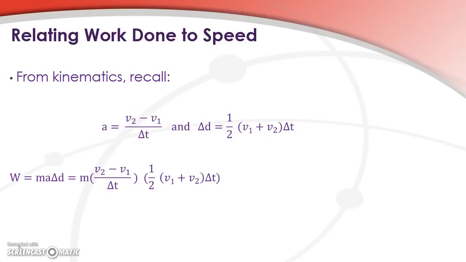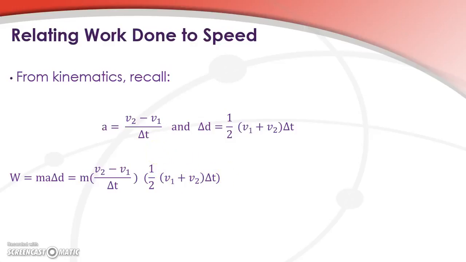Well, what we can do is go back to our mass times acceleration times delta d expression that we just derived and substitute in acceleration, v2 minus v1 over delta t, and delta d, getting 1/2 times v1 plus v2 times delta t. And now here's where we do some hardcore algebra. So we can take the delta t on the bottom, delta t on the top, and cancel it out.